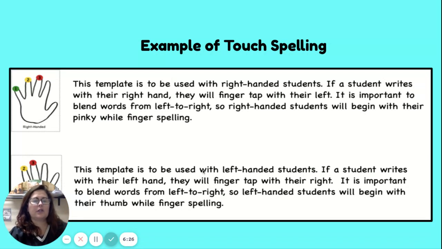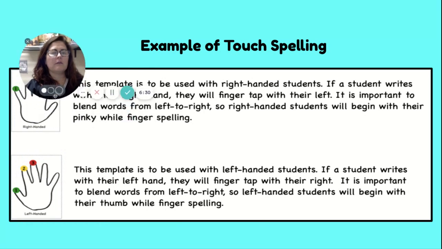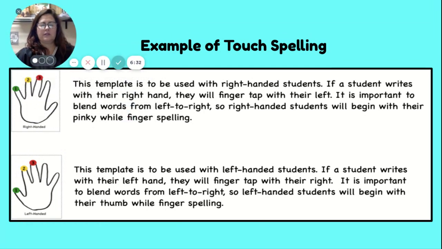All right, so now we're just going to review touch spelling again. I'm sure you're tired of hearing it, but just remember, if you're right-handed, you will touch spell with your left hand, starting with your pinky, following the sequence of how we read words. And if you're a lefty, you would start with your thumb on your right hand.